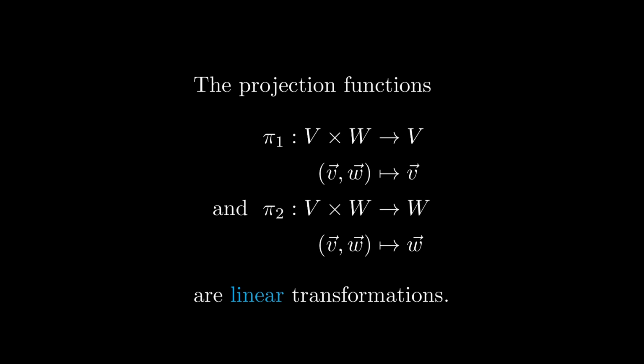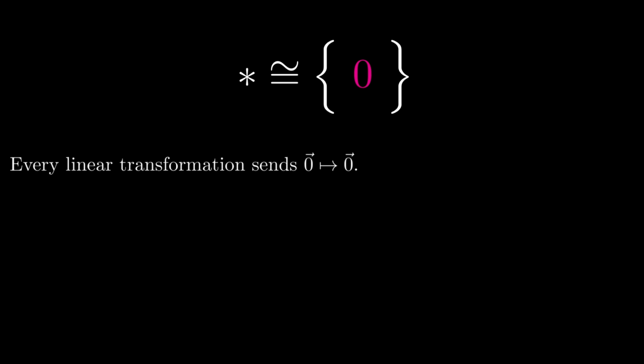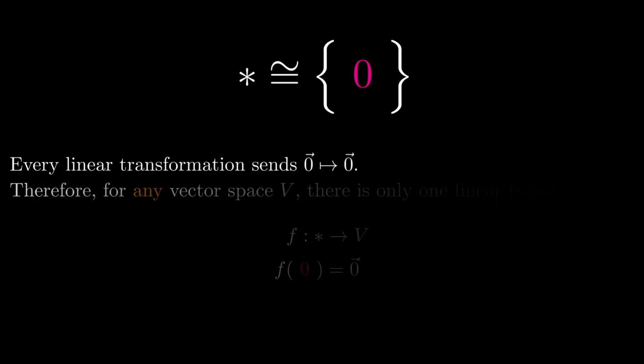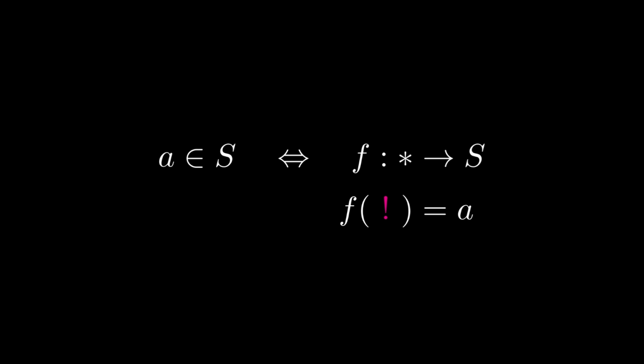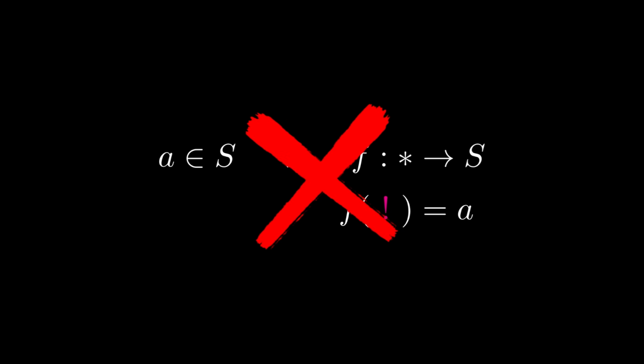While this is all fine and dandy for the projection maps, we see problems with the singleton star. There is a vector space with exactly one element. It's the zero-dimensional vector space. The problem, though, is that every linear transformation has to send the zero vector to the zero vector. In particular, for any vector space V, there is only one linear transformation from the zero-dimensional space. In the category of sets, we use the singleton to identify elements, but this shows that we can't do the same thing for vector spaces.